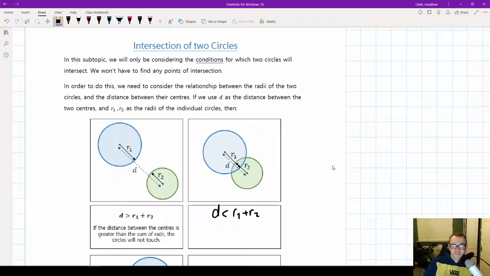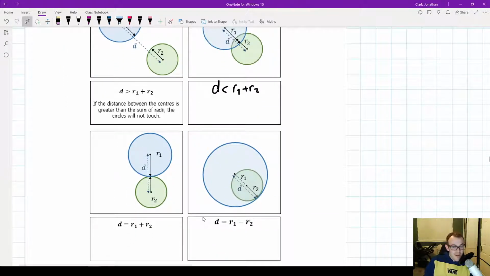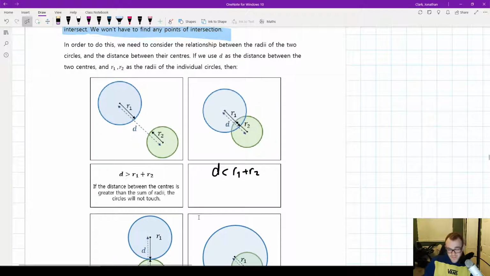Okay, hi everybody. This last idea within circles is talking about the intersection of two separate circles. There's some good news. We don't actually need to find out where the circles cross, so we don't need to find coordinates like we did with the line and the circle. We only need to look at the conditions for them crossing instead. So we just need to know what happens when the circles are separate like this, what happens when they overlap, what happens when they just touch, and so on.